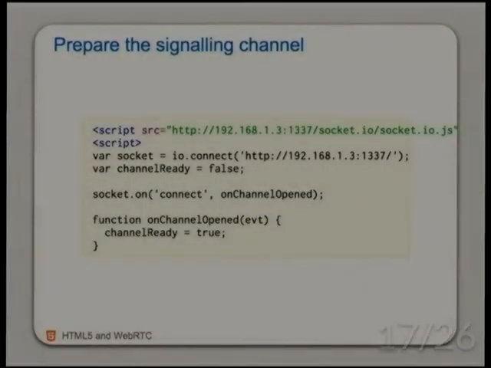Now the client side is a little bit more difficult. So on the client side, we're doing it step by step. First step is to set up the signaling channel. Here, this is the script tag that just gets us the Socket.io JavaScript. Then we're creating our socket, and we want to wait until our channel to the server is actually ready. So we wait for the connect message, and on that connect message, we set the channel to ready. Again, not that hard.